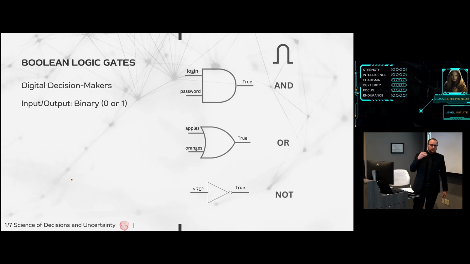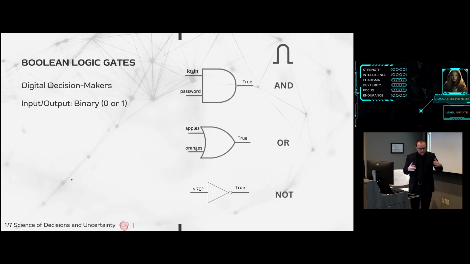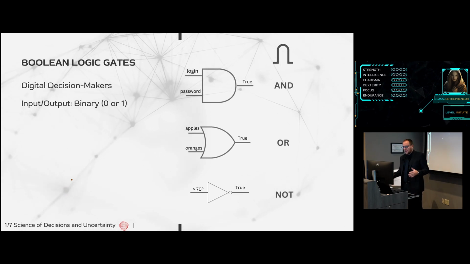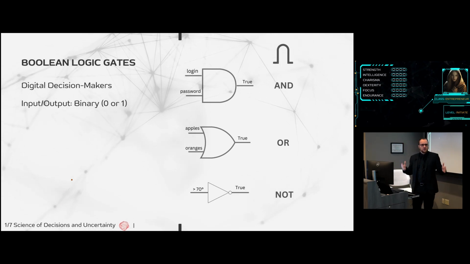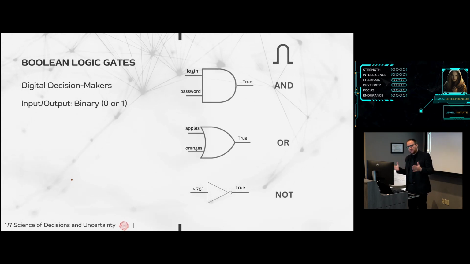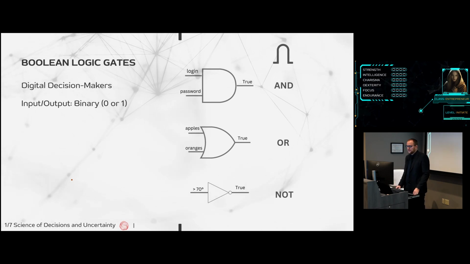How can we mirror this to your life? If we look at the example of the AND Boolean logic gate, it's when you need to have two conditions at the same time. When you type in your login and your password, you need both in order to log into your email.